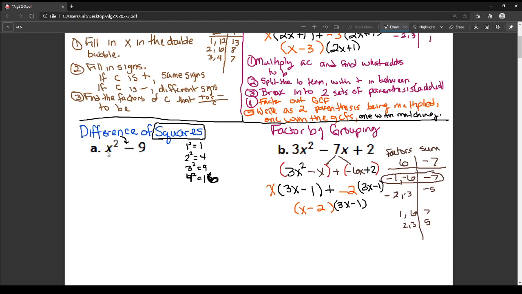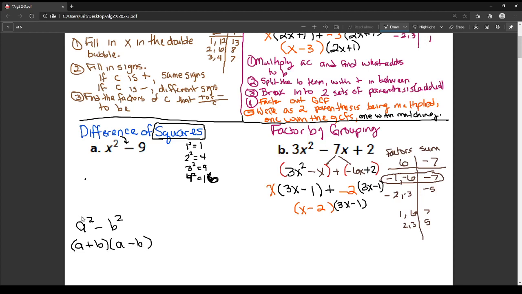Okay, so we have to make sure that the numbers involved in this are perfect squares. So like 1, 4, 9, 16, 25, 36, those numbers. So it might be helpful to you to have a list of squares available to you. And so what the difference of squares does, it says if you have a squared minus b squared, what you can do is you can break it into 2 sets of parentheses being multiplied. One where it says a plus b, so you take the square root of each number and put it in there. And one where it says a minus b.